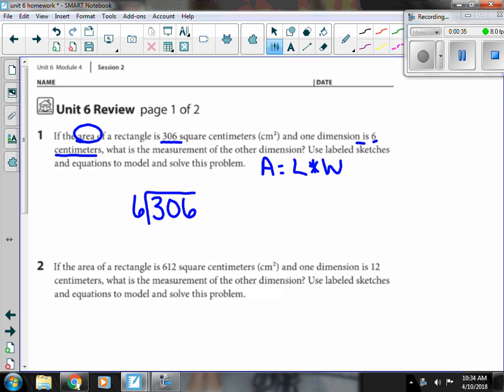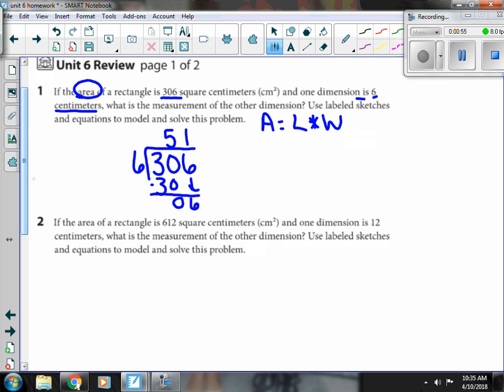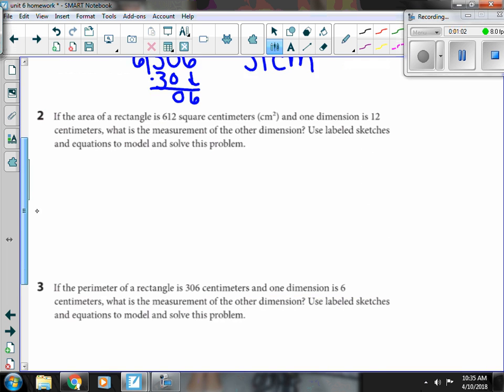6 can't go into 3. 6 goes into 30 5 times. And then 6 goes into 6 once. So I end up with 51, and I'm going to erase that bottom so I don't put it onto problem 2. So I get 51. And since it's a word problem, I always want to label my answer: 51 centimeters.